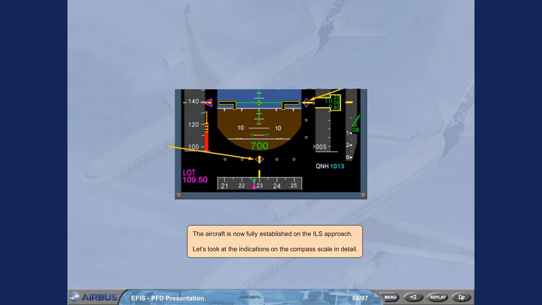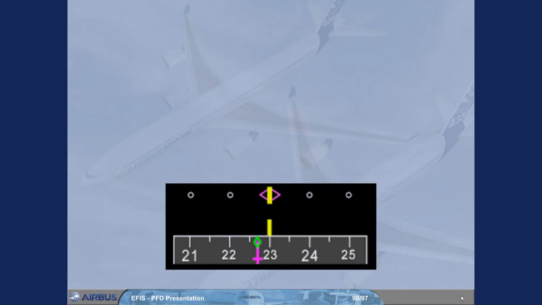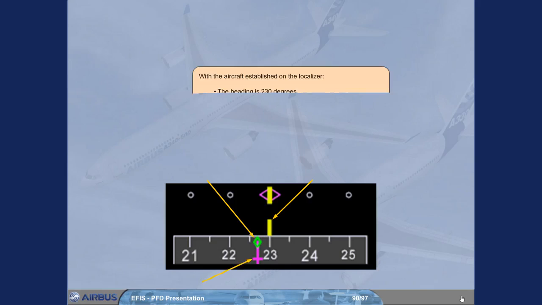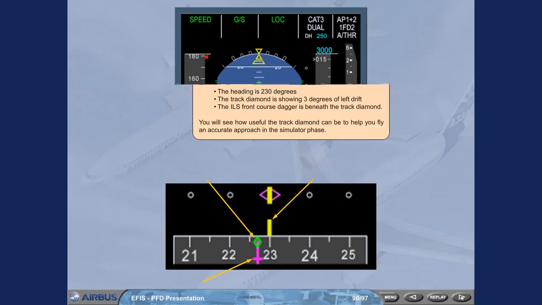With the aircraft established on the localizer, the heading is 230 degrees. The track diamond is showing 3 degrees of left drift. The ILS front course dagger is beneath the track diamond. You will see how useful the track diamond can be to help you fly an accurate approach in the simulator phase. You will be given more information on the ILS system, the flight director, the radio altimeter, and the flight mode annunciator indications later in the course.